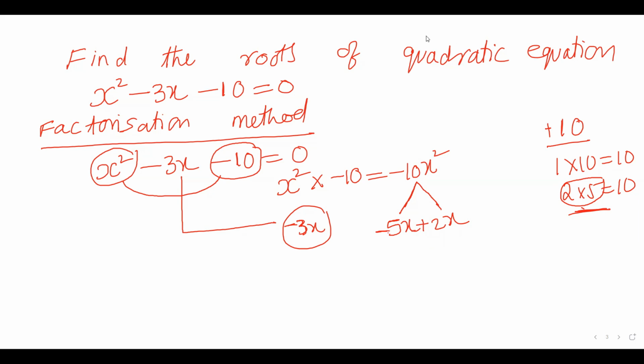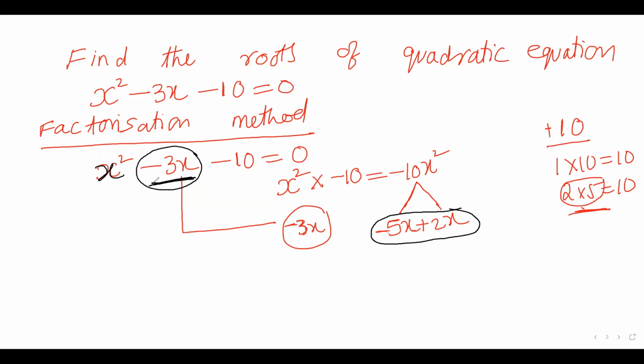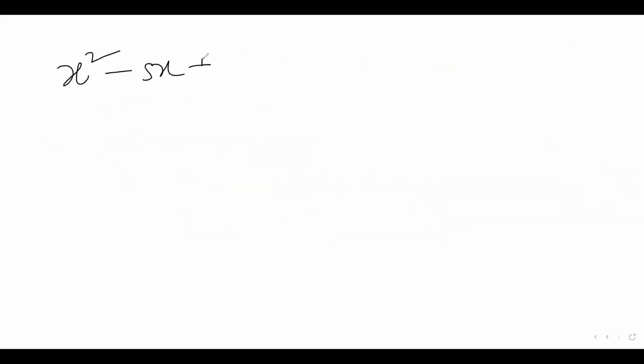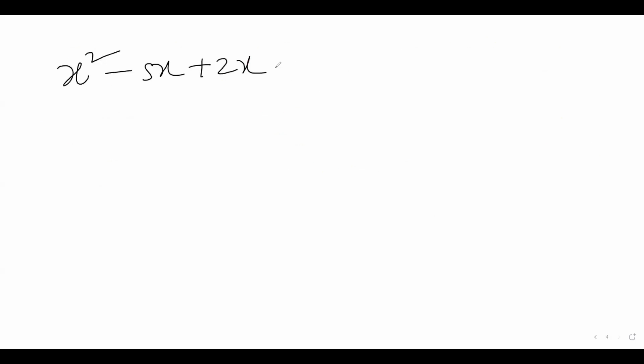So let us write down the middle term. Now we will write this middle term as minus 5x plus 2x. This x square will remain as it is. Instead of minus 3x, I will write minus 5x plus 2x. And the last term, minus 10 is equal to 0, will be written as it is.